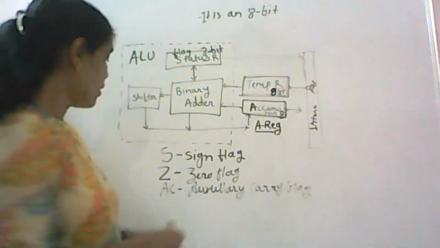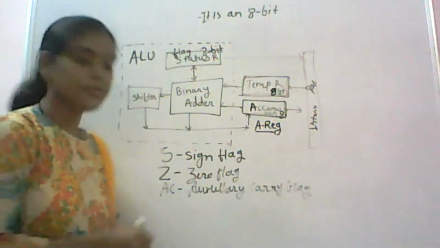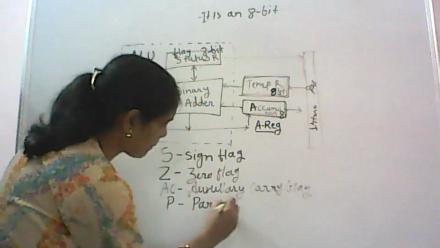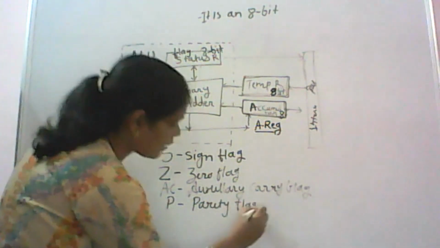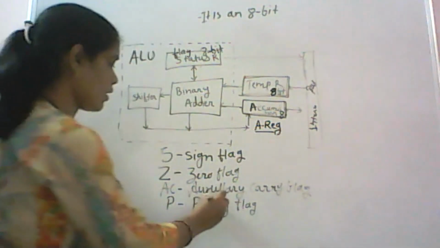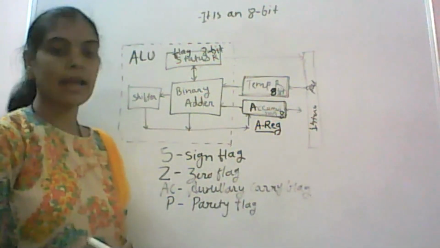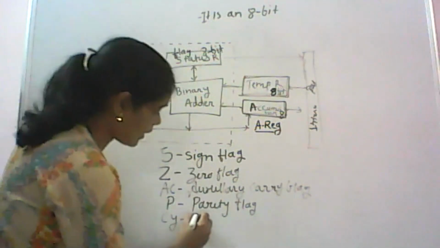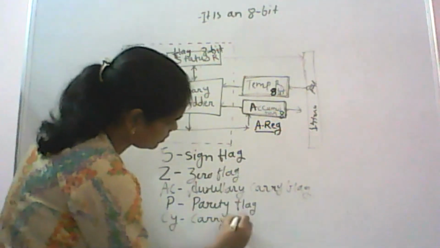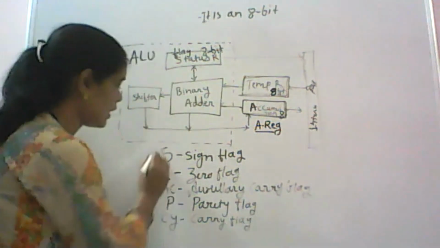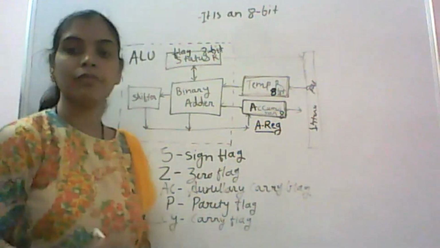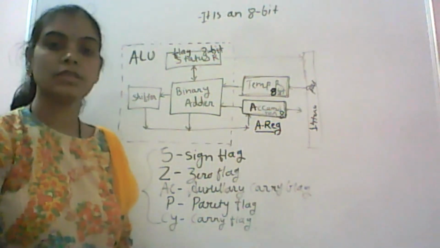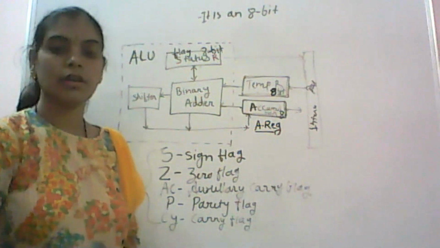After that, fourth is a parity flag, denoted by P. And fifth flag is a carry flag, denoted by CY. These are the 5 flags in 8085. Now we see one by one each flag.